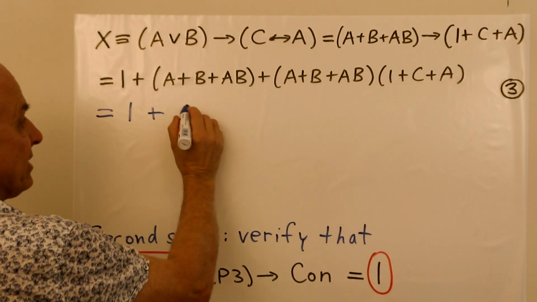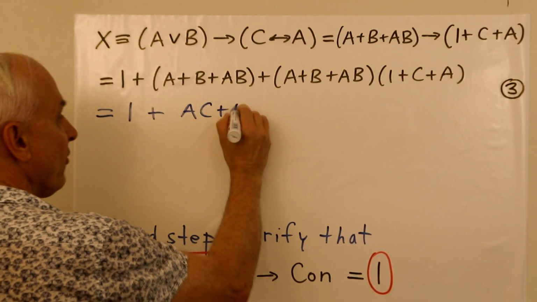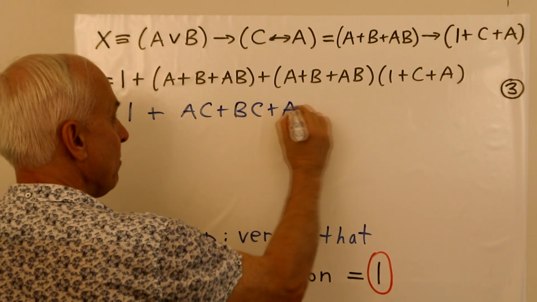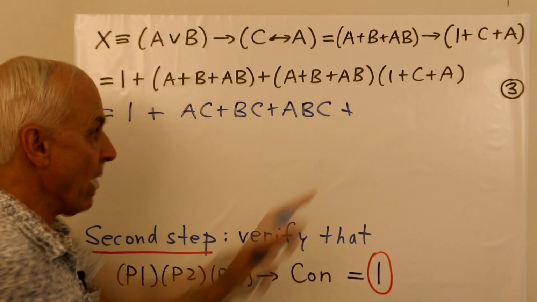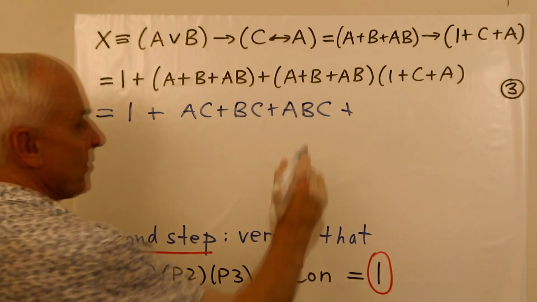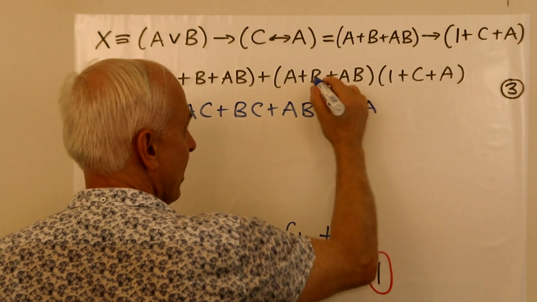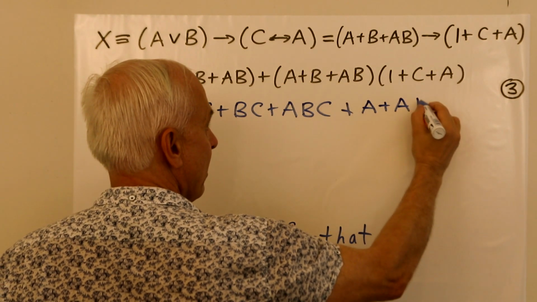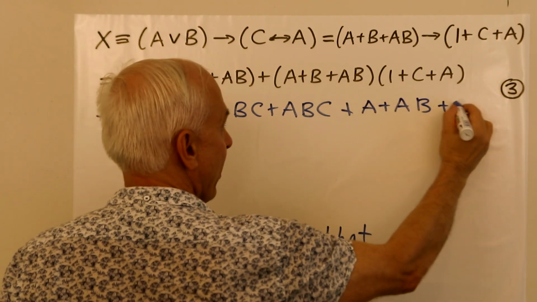So we multiply by C, we get AC plus BC plus ABC. And now we multiply by A. So A times A is A, AB, and A times this thing is another AB.